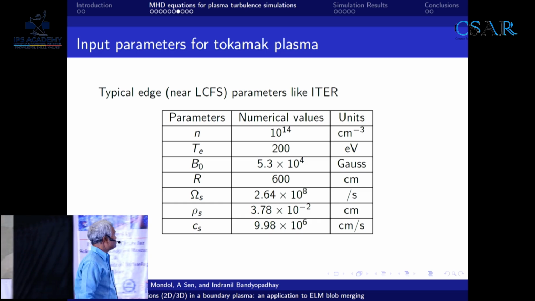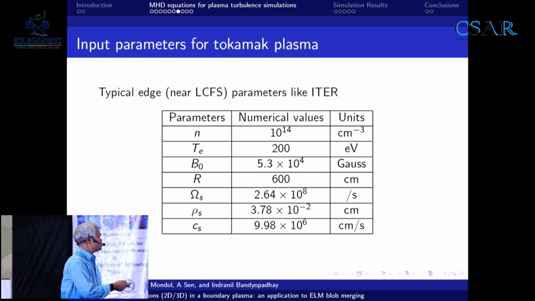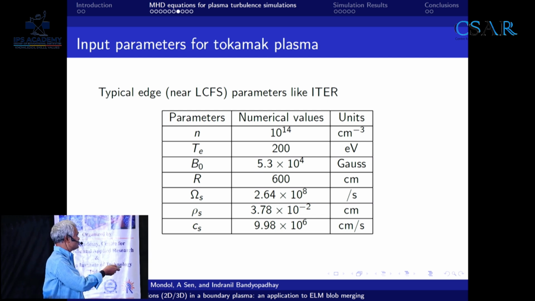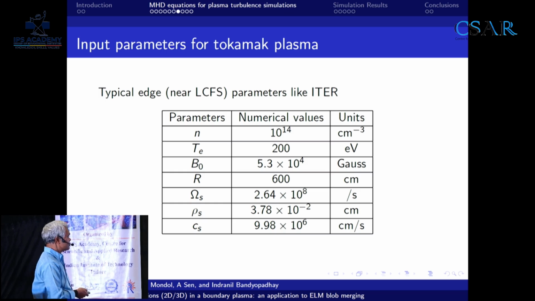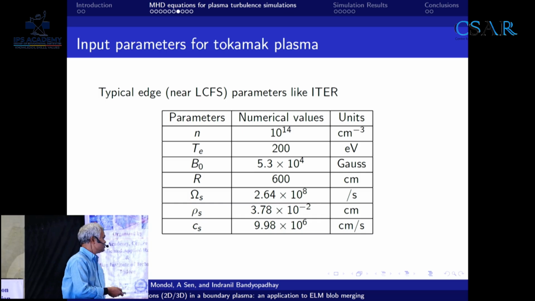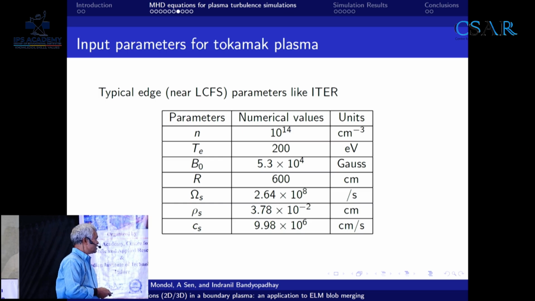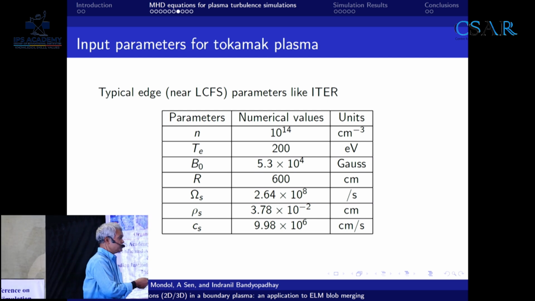Now I'm coming to the input parameters for the tokamak plasma. The input parameters we took are for very high beta plasmas like ITER. Density is high, 10 to the power 14 per centimeter cube, around 10 to the power 20 per meter cube. Electron temperature is 200 electron volt. It is in the edge region, not in the core region, so that is why the temperature is 200 electron volt. B0 is 5.3 Tesla. R, the major radius, is 6 meter.